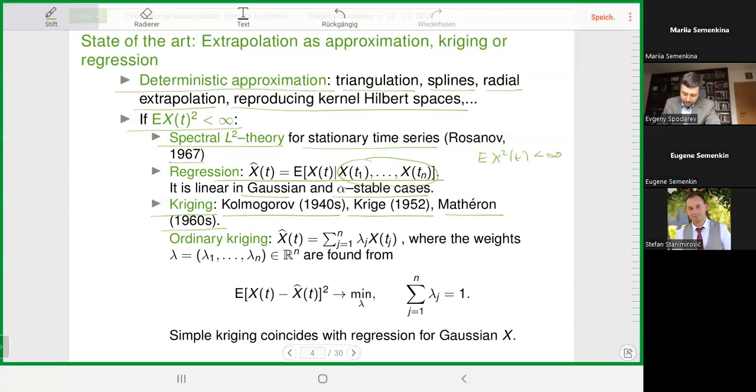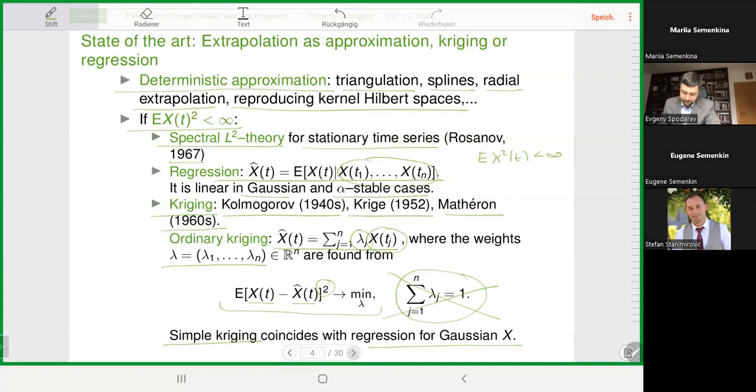So the main idea is the following. We are looking at a linear prediction, which means that we take the linear combination of known values with unknown weights, lambda j, and this vector of weights has to be found from a particular minimization problem. So we minimize the square distance between the unknown value and the predictor, given that the mean is preserved. And the mean is preserved means just that the sum of lambdas equals one, due to the linearity of expectation. So this is what is called ordinary kriging. The idea is very simple. The realization is just a solution of a very easy system of linear equations. And if we forget about this constraint, then it is called simple kriging, and it even coincides with linear regression for Gaussian processes. But again, the problem is we need the finiteness of the tails, of the variance.